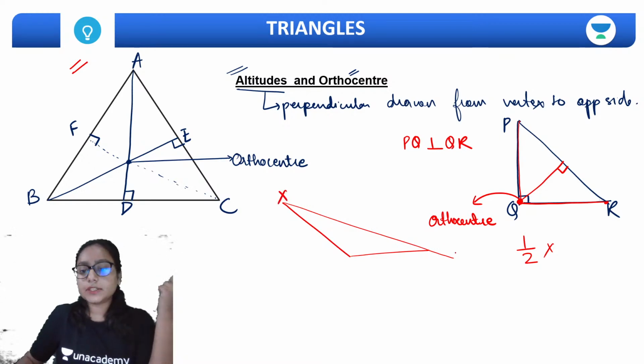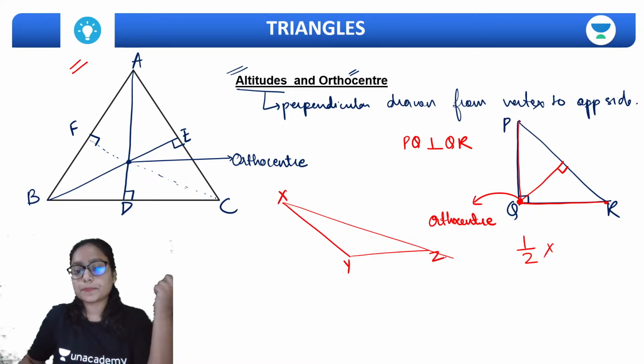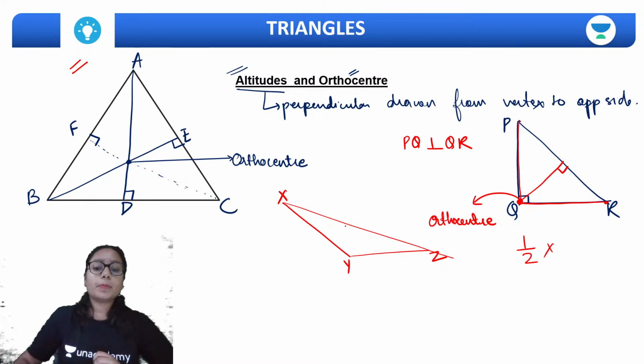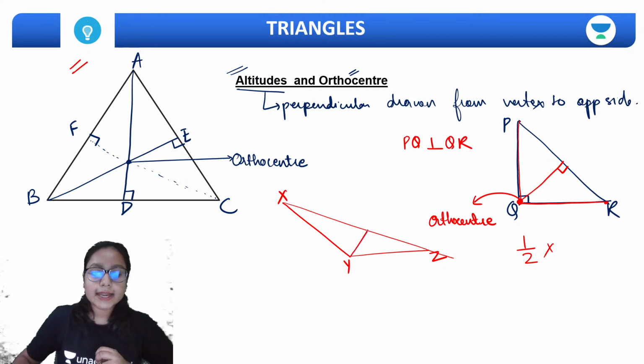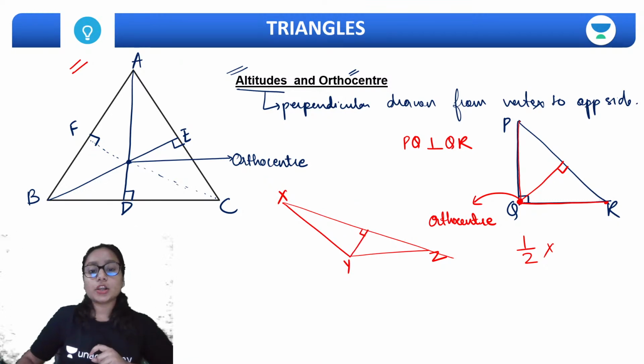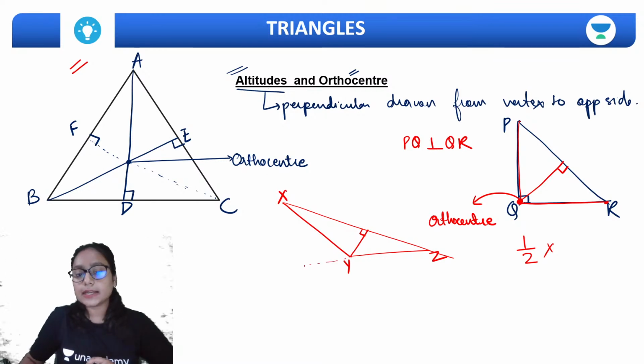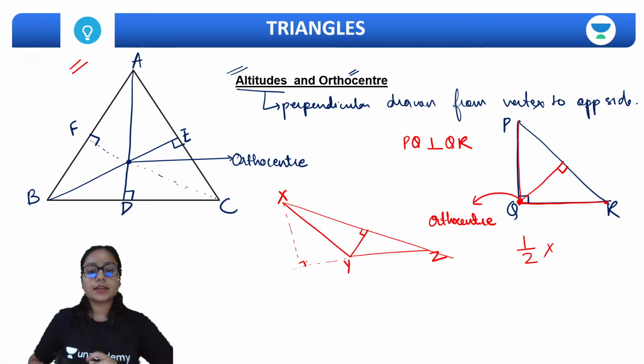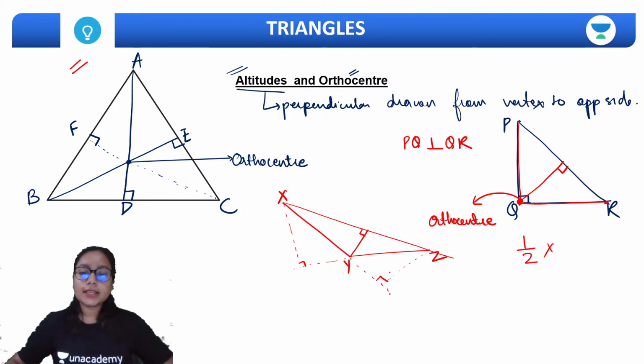Alright, so again I have this triangle. Let us take XYZ. Perpendicular from Y to XZ is this. Perpendicular from X to YZ will definitely lie outside, somewhere here. Right? Then perpendicular from Z to XY will lie somewhere here, if I extend this point. So these are the perpendiculars.